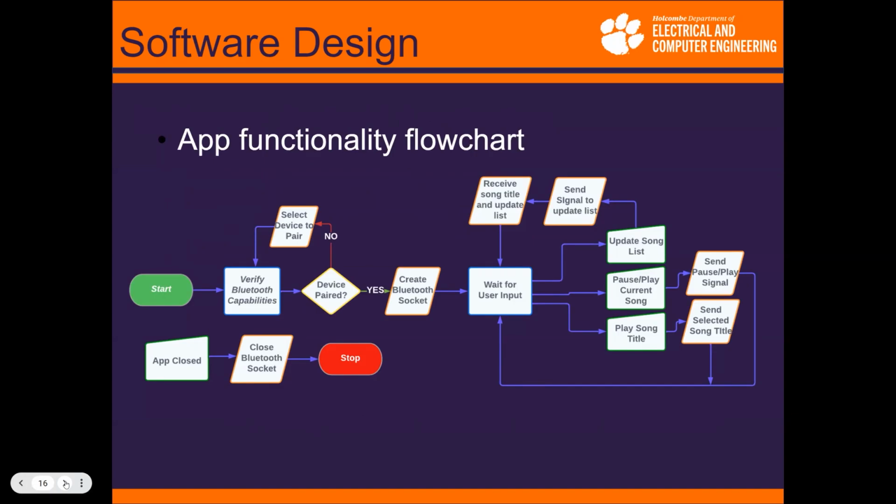and once a device is paired, a Bluetooth socket is created between it, where it waits for a user input, which could be one of 3 things. If it is wanting to update the song list, it sends a signal to the Raspberry Pi and then receives the song title to be updated in the list. If it wants to pause or play the current song, it will send that signal to the Raspberry Pi. If it wants to play any song title that is currently shown, it will just send that song title to the Raspberry Pi. In the event that the app is closed, the Bluetooth socket will also close.